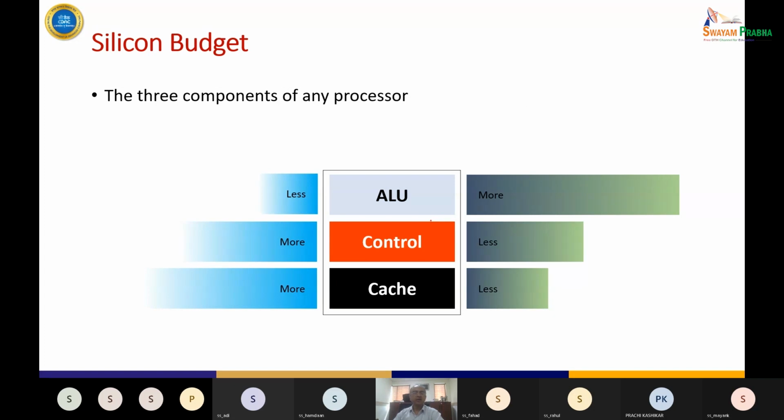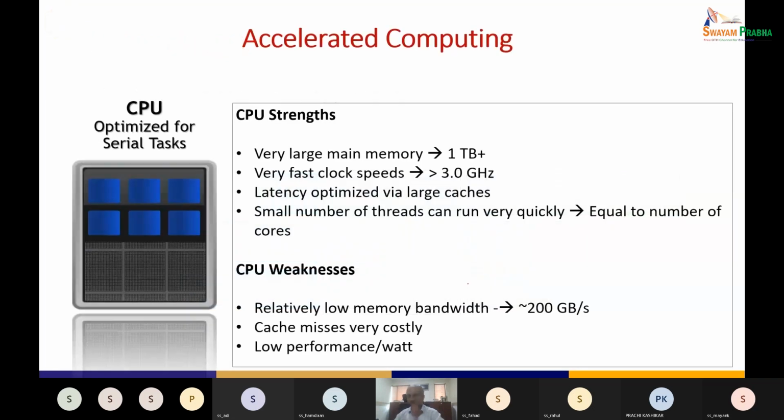Depending upon whether you are using a CPU or a GPU, in the CPU the silicon for ALU is less. Why? Because only one is there. Control is more because instructions are complex, and whatever is remaining is used for cache. In the case of a GPU, you have a large number of ALUs. Control is slightly less and caches are much less. So this is an important thing: per core, in the case of a CPU, the memory is much larger. In the case of a GPU, per core, the memory is less. That is the take home message.